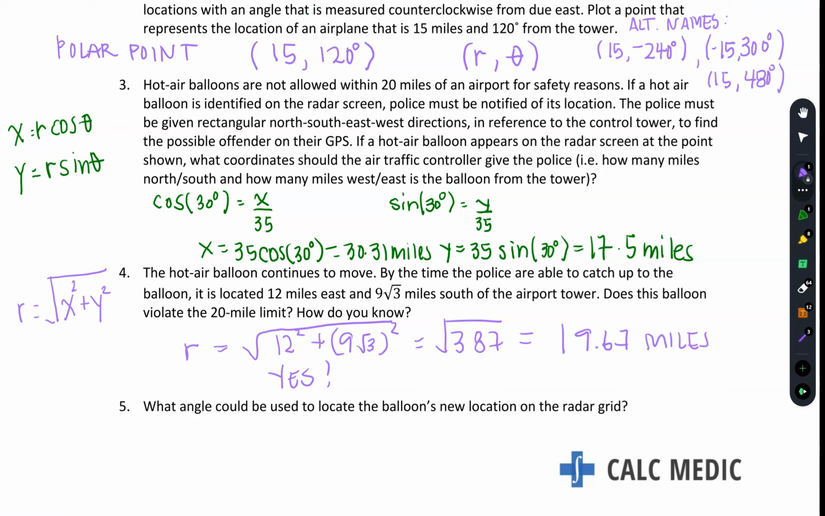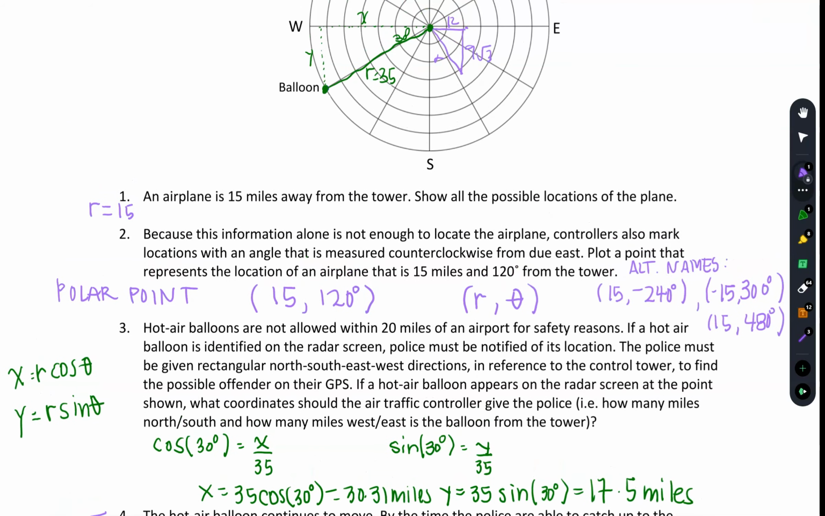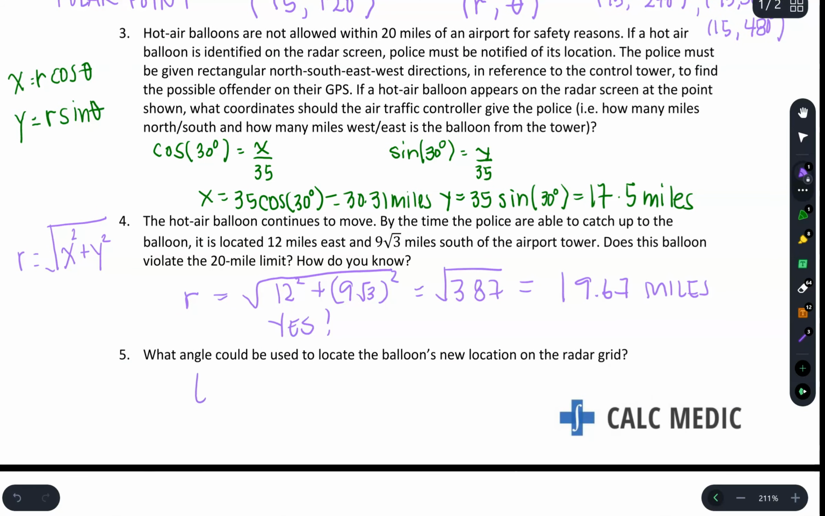Okay. Alright, so what angle could be used to locate the balloon's new location on the radar grid? So we know my two sides, so what's this angle creating here? Okay, so is that the tangent ratio? So all this kind of goes together again. So the tangent of theta is going to be equal to 9 square roots of 3 over 12. So theta will be inverse tangent of 9 square roots of 3 over 12, which is going to be 52.4 degrees south of east.